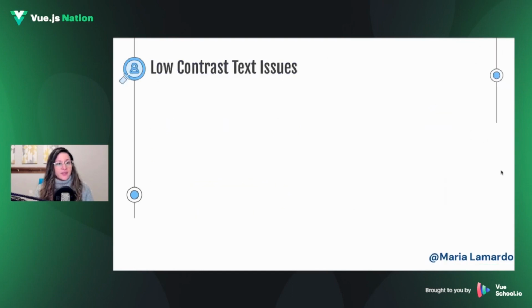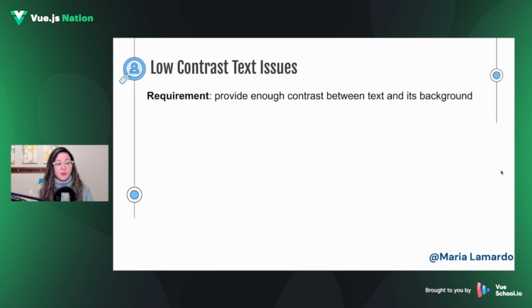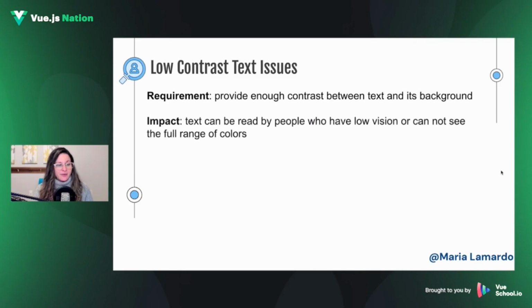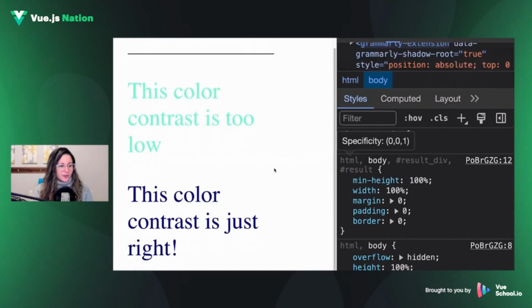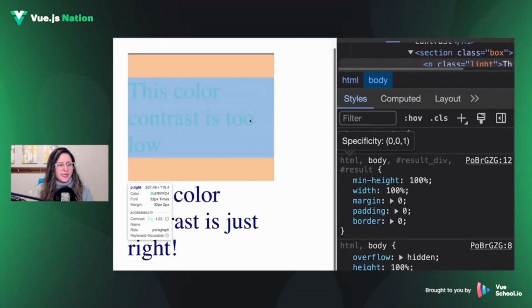So let's take a look at color contrast text issues. The requirement here is that you provide enough color contrast between text and its background. And the impact is that the text will then be able to be read by people who have low vision or cannot see a full range of colors. So let's take a look at this activity. In this activity, I have 2 examples of text. The first one says this color contrast is too low, and it's a light green on top of white background.